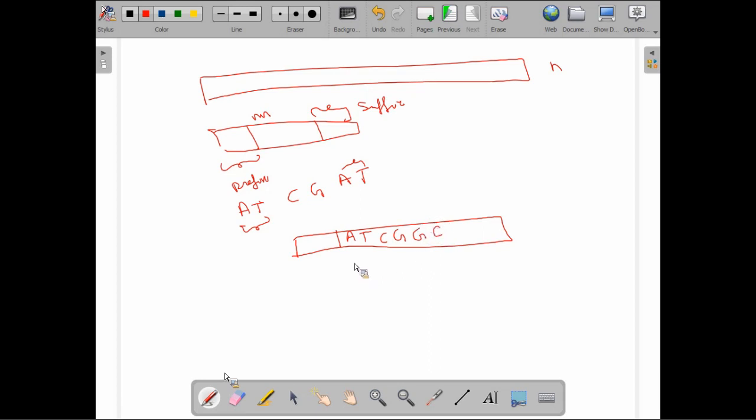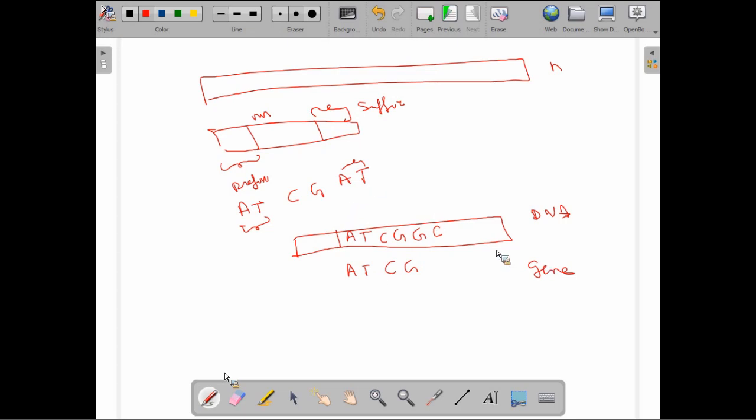Now I am comparing. When I started comparing, I have done comparison. Let's say my comparison is like this: A, T, C, G. So far, my pattern is compared exactly. This is my DNA, and this is my gene. So this has matched so far.